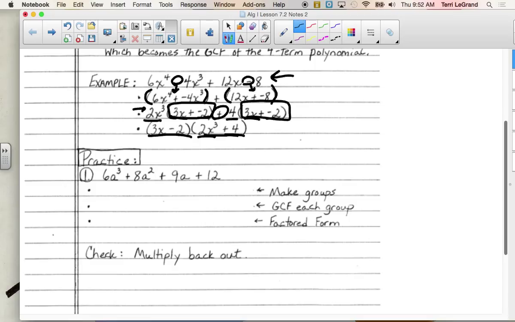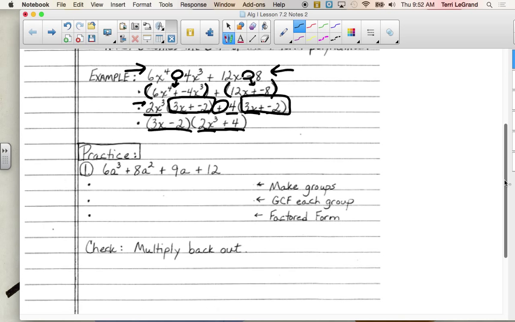So what should happen if we FOIL that back out? What would happen if I told you right now to FOIL 3x minus 2 times 2x cubed plus 4? You did the first expression. It's not really an equation because it doesn't have an equal sign, right? You better get back to what we started with. Today you do have to do check problems, and you have to check to see that you do get back. You do have to multiply.